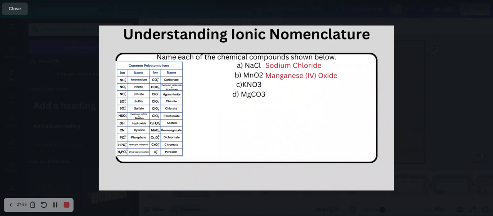Next up, KNO3. We know that the first element is potassium. We also know that it contains the nitrate polyatomic ion. Therefore, we can simply write potassium nitrate. And that's it for that example.